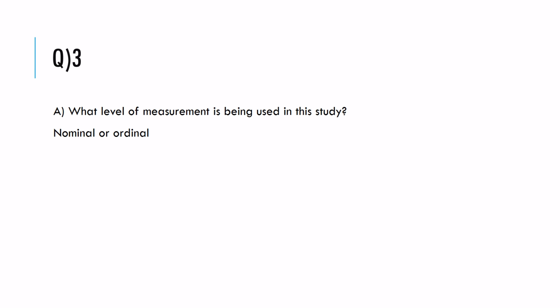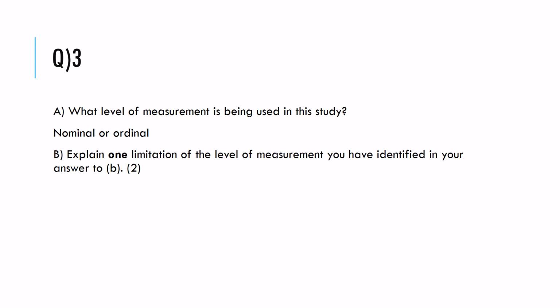The reason it's nominal, you're placing them in categories. However, technically, the reason it's actually ordinal, I would suggest, is because you're placing them on a scale from very antisocial, mildly antisocial to not antisocial. That is a ranking process, I would say. And then: explain one limitation of the levels of measurement you've identified in your answer.